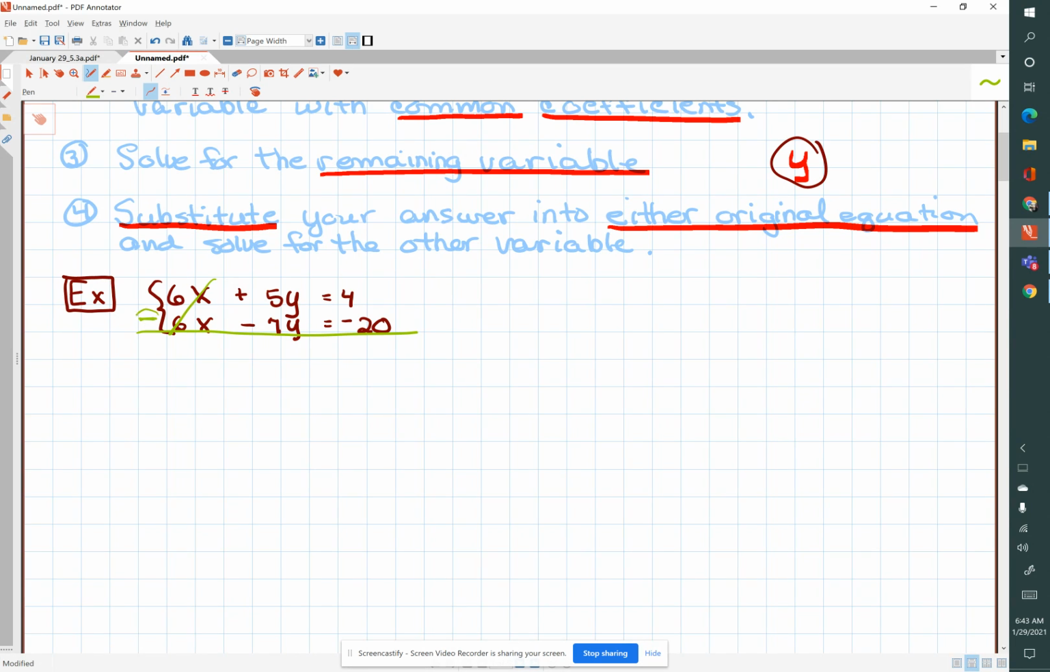So subtracting a negative is the same as adding a positive. So we end up with 5y plus 7y, which equals 12y. 12y equals, again, subtracting the negative is the same as adding a positive. So 4 plus 20 equals 24, and then we divide both sides by 12, and y equals 2. Now, that was step 1 and step 2.